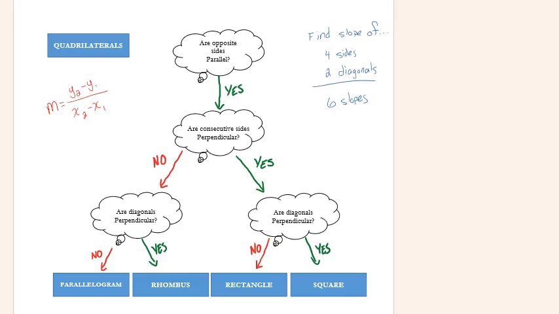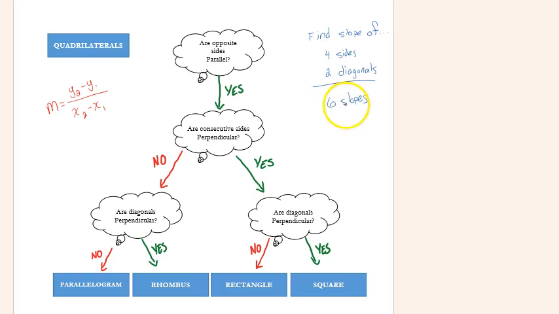Sorry that the screen is a little bit smaller, but I wanted to make sure I fit everything into the screen here. These are the questions we have to ask ourselves as we are trying to decide if a quadrilateral is a parallelogram, a rhombus, a rectangle, or a square in the coordinate plane. The key here is you're going to have to find the slope of all four sides of the quadrilateral, and both diagonals every single time.